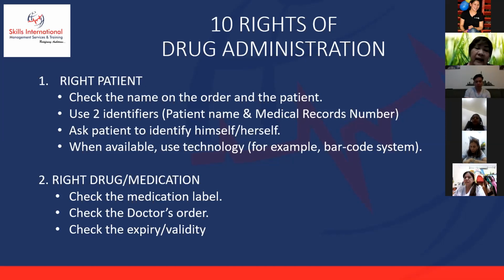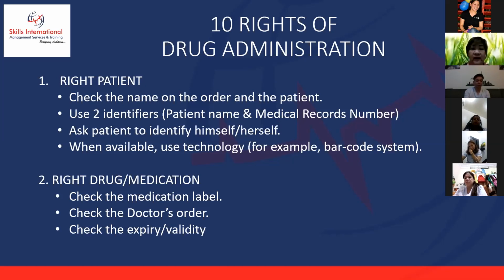Number two is the right drug or right medication. So for the right drug or right medication, we have to check the medication label. For example, this is Panadol. Don't just give Panadol. Read it. Okay? Check the medication label from the box where you got the medicine and compare it to the tablet that you have taken. It is the same as the Panadol tablet, Panadol 500. So this is how you are going to check the label. Check the doctor's order.